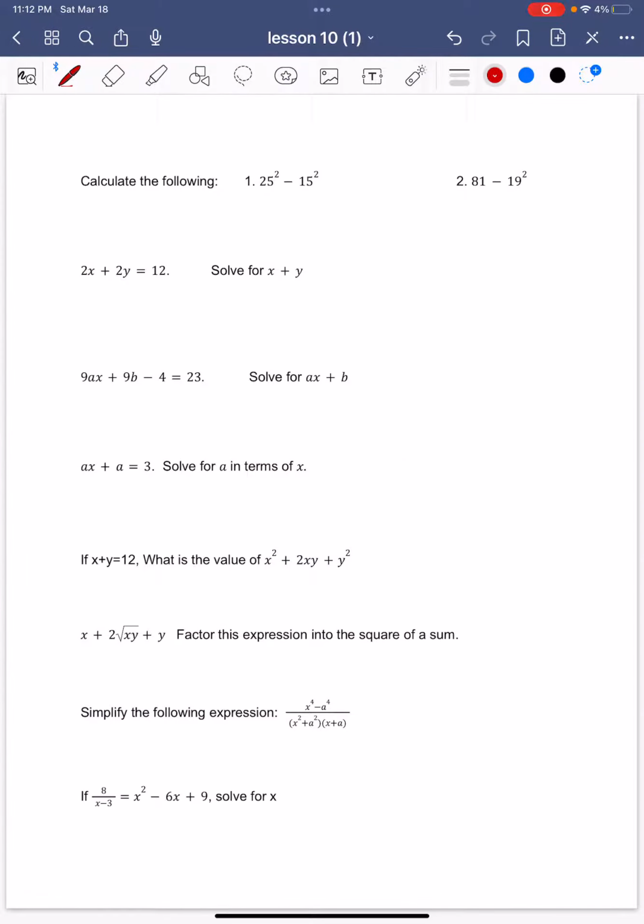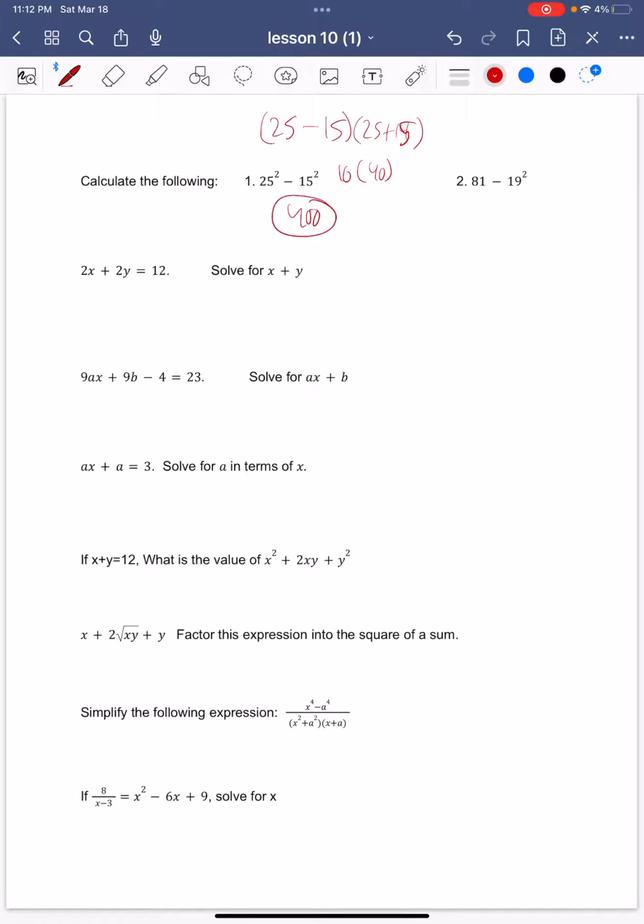Calculate the following. Now, this would be very hard to do without a calculator if you didn't know the tricks. So we have 25 squared minus 15 squared. Using difference of squares, we could just plug into our formula: 25 minus 15 times 25 plus 15. 25 minus 15 is 10, times 40 is 400.